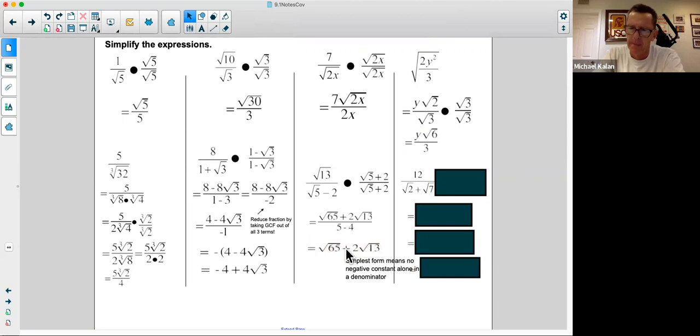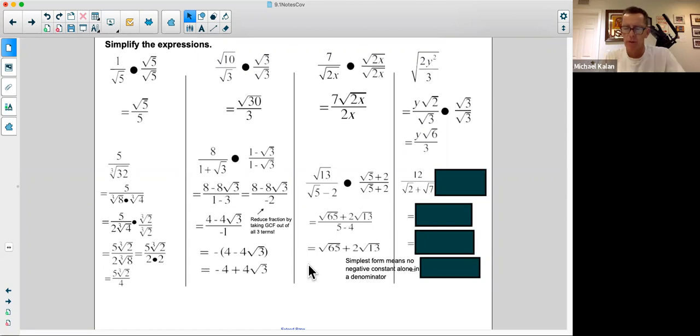So our simplest answer is square root of 65 plus 2 root 13. I know there's radicals there, but do they have any perfect square factors in them? Do 4, 9, 16, 25, 36, and so forth, go into 65 and 13? No. And there's no radical in the denominator, so we're good to go. Okay, check out the next one.